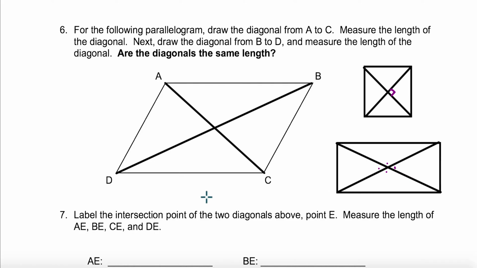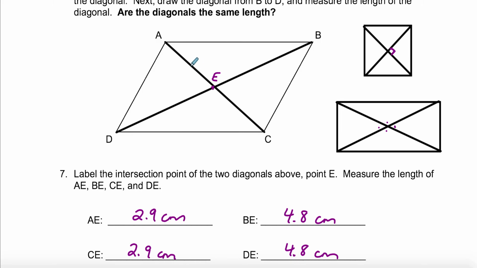If we have this parallelogram, do you think the diagonals look like they are the same length? Kind of interesting, because AC looks a little bit closer together than B to D. Label the intersection point E, so we have E in the middle. Then measure the length of A to E, B to E, C to E, and D to E. We want to measure the lengths of these smaller line segments from the outside vertex to the center.